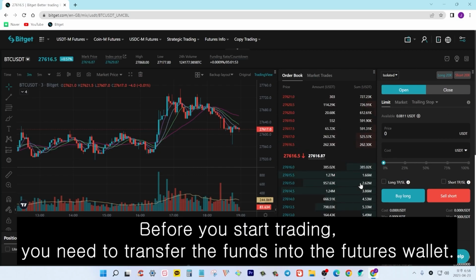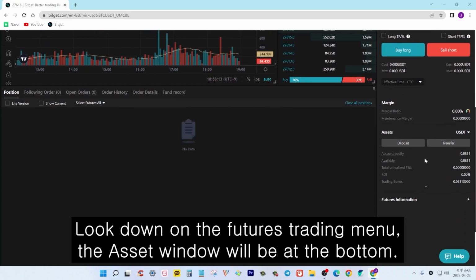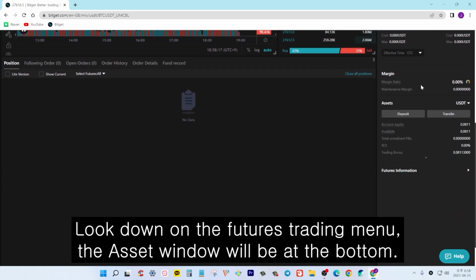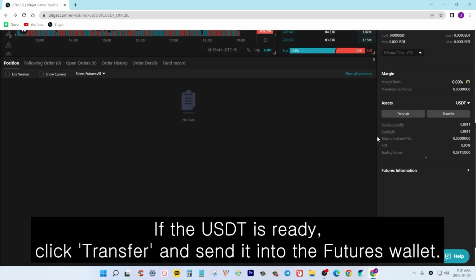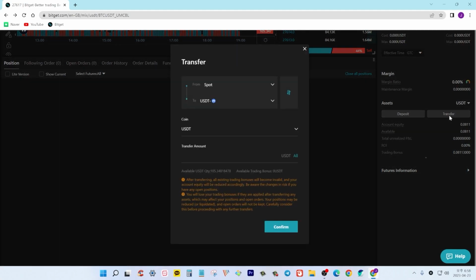Before you start trading, you need to transfer funds into the futures wallet. Look down on the futures trading menu. The asset window will be at the bottom. If you don't have funds on the exchange, you have to make a deposit first by clicking deposit. If the USDT is ready, click transfer and send it into the futures wallet.